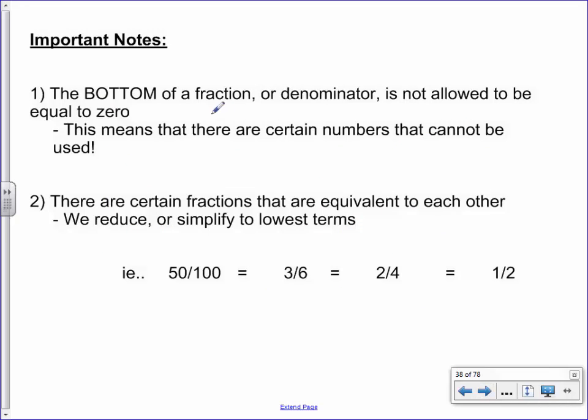Other important notes here. So just like we were saying, the bottom of the fraction cannot be 0. The top of the fraction can, but not the bottom. And another note here, always try to reduce to lowest terms. So if you end up with, say, 5 over 100 or 3 over 6 or 2 over 4, always aim for the lowest possible value you can get in terms of fractions.